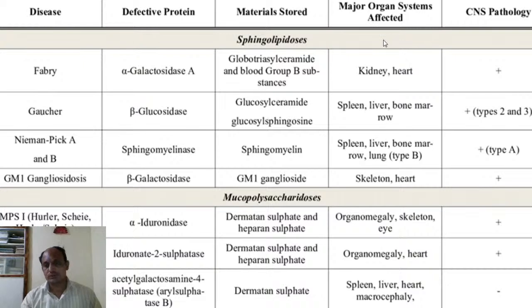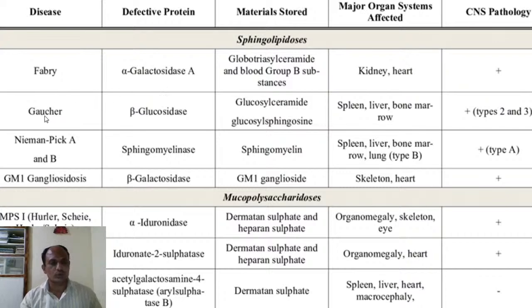Then the organ systems which are affected by deficiency of that particular enzyme, and whether there is involvement of the central nervous system, that is in the last column here. For example, Fabry disease is due to the deficiency of alpha galactosidase A, and the molecules which get accumulated include globotriacylceramide and blood group B substances. The organ systems involved here include the kidney as well as the heart, and it also causes damage to the central nervous system. So there is involvement of the central nervous system in this disease.